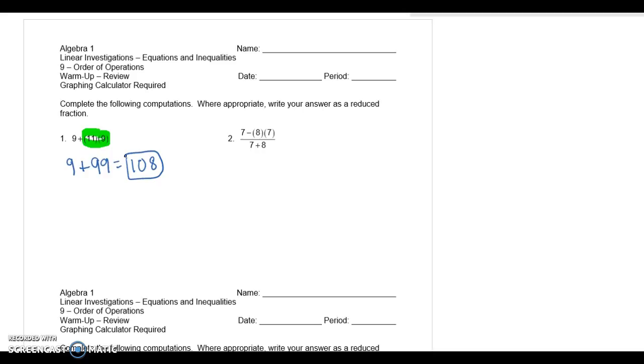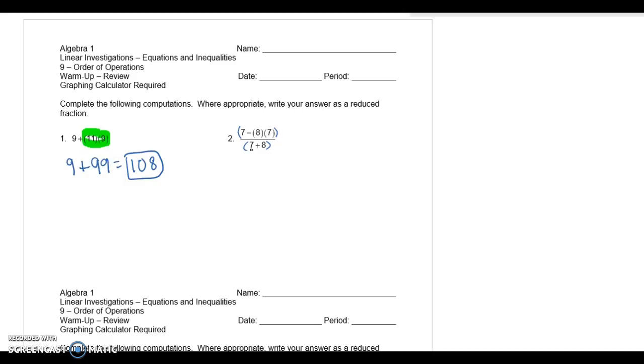Number 2 is a little bit more challenging because we have a fraction. Now, believe it or not, we do actually have parentheses. They're just not really written there. They're kind of in disguise. We have parentheses here in the numerator and also in the denominator. So within those parentheses, we're going to follow order of operations again.